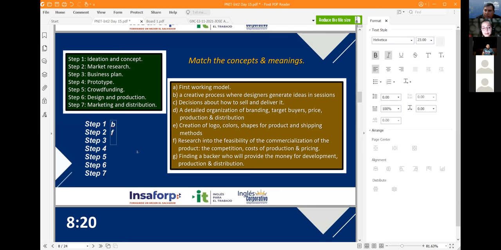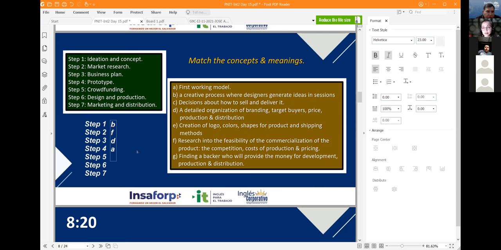Letter C, teacher. Almost. Is letter D. It's a detailed organization of branding, target buyer, price, production, and distribution. Okay, this is everything that you organize to do. And then the prototype. What's a prototype? Letter A, right? Yes, letter A. Is first working model.